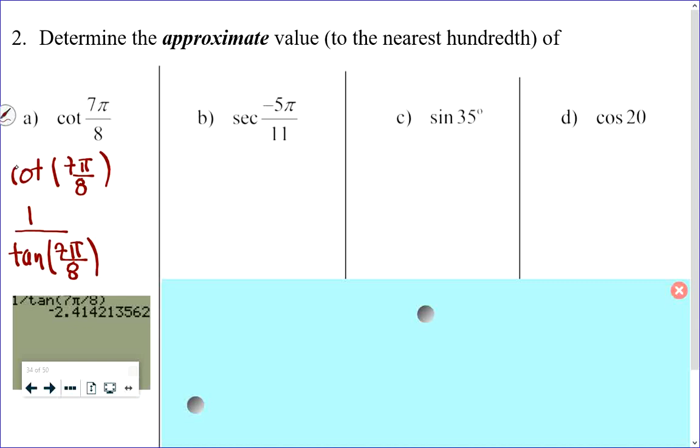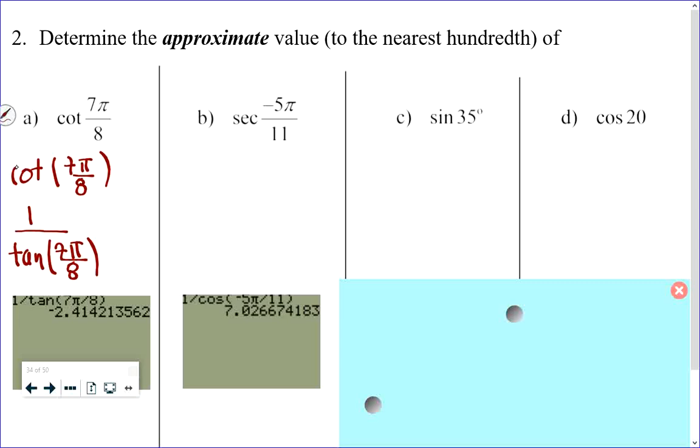What is the secant of negative 5 pi over 11? Well, secant is the reciprocal of cosine. So I'm going to take the reciprocal of the cosine of negative 5 pi over 11. So I enter 1 divided by cosine of, brackets, negative 5 pi over 11. And I get the answer. In this case, it's 7.03 approximately. The answer to A was negative 2.41.